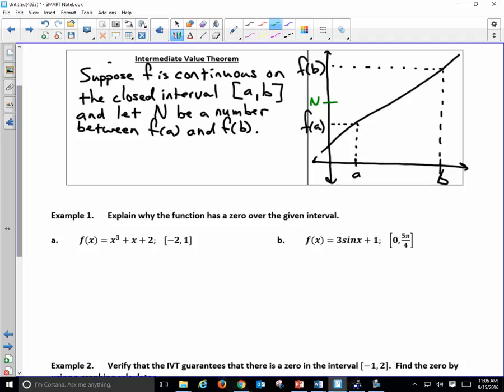Okay. Let n be a number between f of A and f of B. What the intermediate value theorem says is this. If the function is continuous, then there must be a corresponding value c between A and B such that when you plug c into the function, you get n.